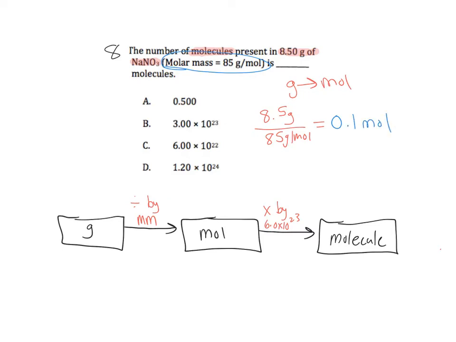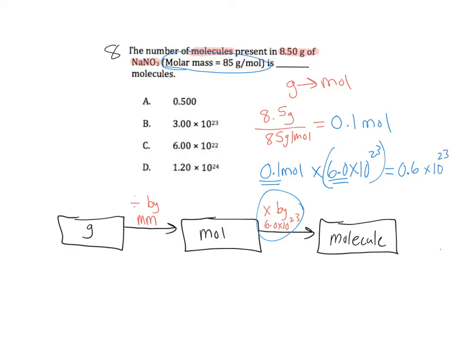Now we have to change mole to molecule. Multiply by Avogadro. 0.1 times 6 is 0.6. And then we copy times 10 to the power 23. Now we want to move the decimal 1 place to the right. So 6 times 10 to the power 22 is the answer.